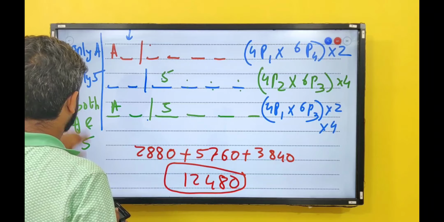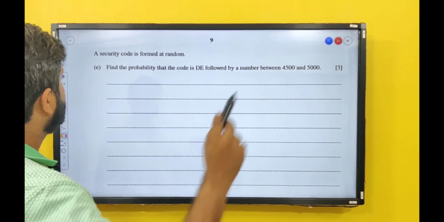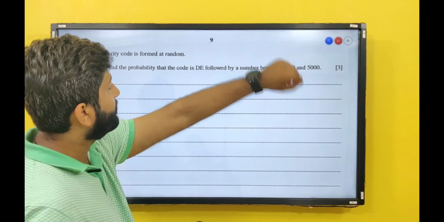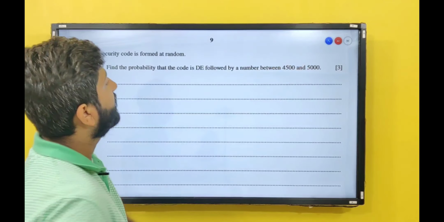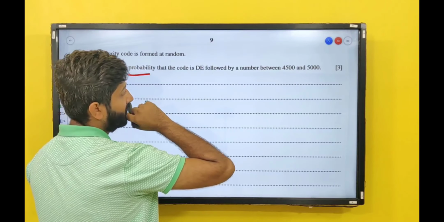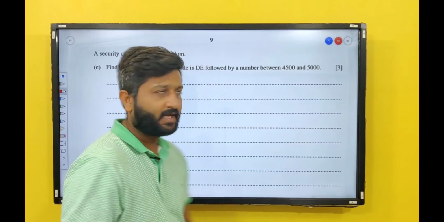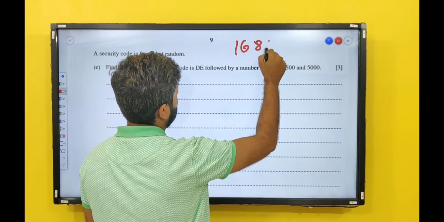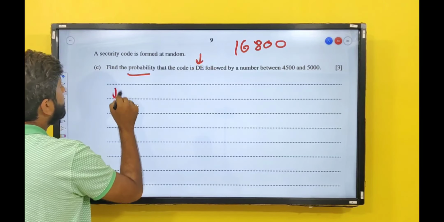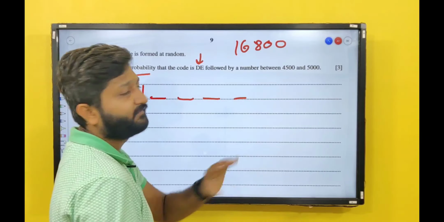Let's move to the next question. Part C. A security code is formed at random. Find the probability that the code is B followed by a number between 4500 and 5000. Okay, we are supposed to find probability. The formula of probability is desired outcome upon total outcomes. I think the total outcome is 16,800. Right. My desired outcome is DE followed by a number which is between 4500 and 5000.